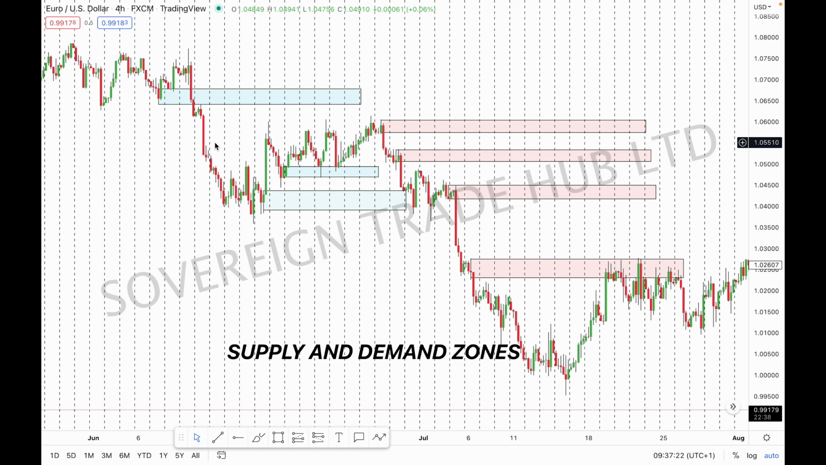That's where you notice a degree of impulsive buying to the upside. And the areas in red are the supply levels or the supply zone. That's where you notice an impulsive kind of selling to the downside.